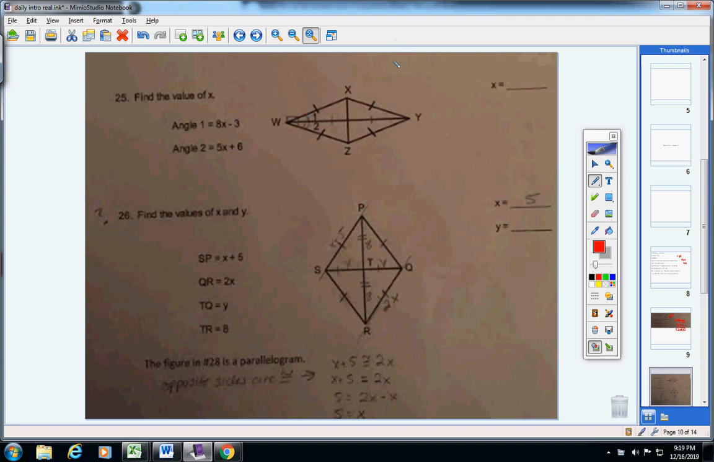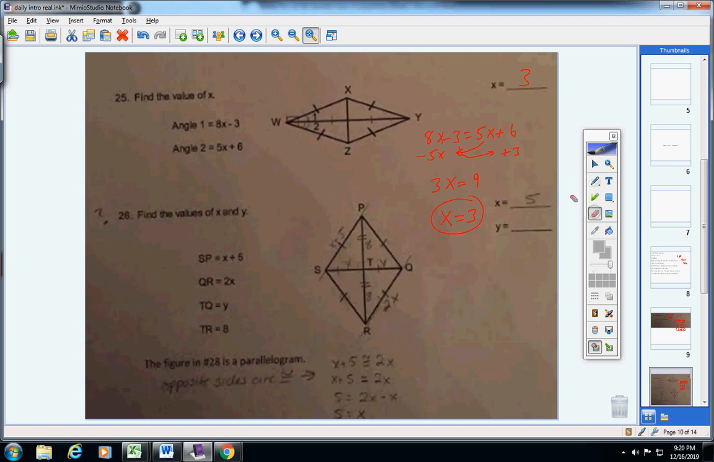I've got to help. But anyways, Macy, so this angle here is congruent to this angle here. So if they're congruent, then I can simply say 8x minus 3 equals 5x plus 6. Set them equal, bring that over, negative 5x, bring that 3 over, make it positive, and we get 3x equals 9. Divide both sides by 3, and x equals 3.